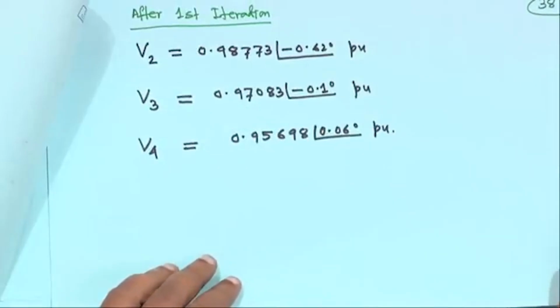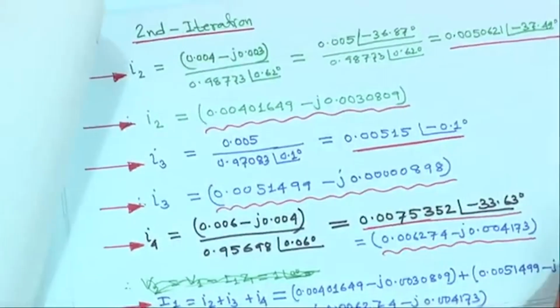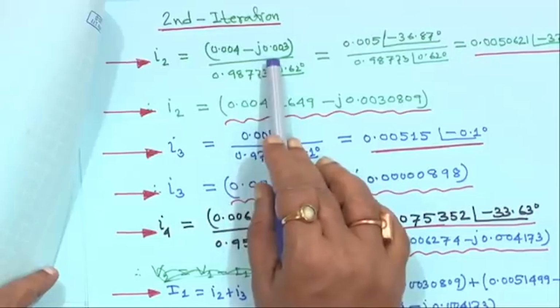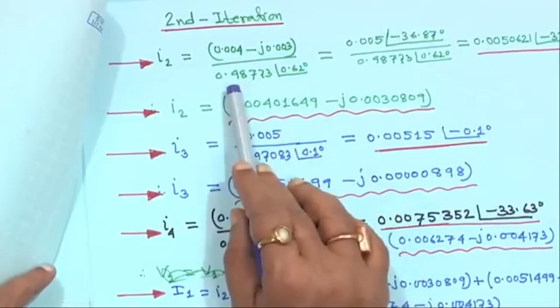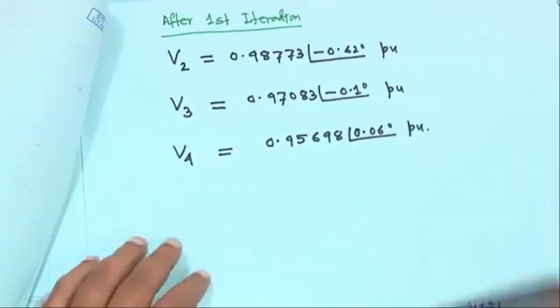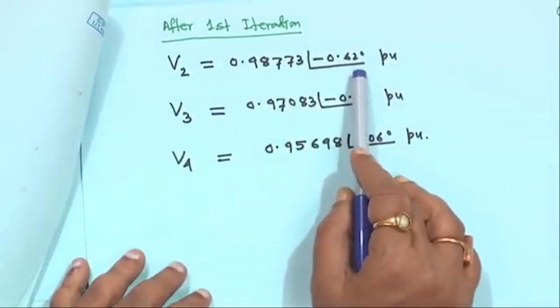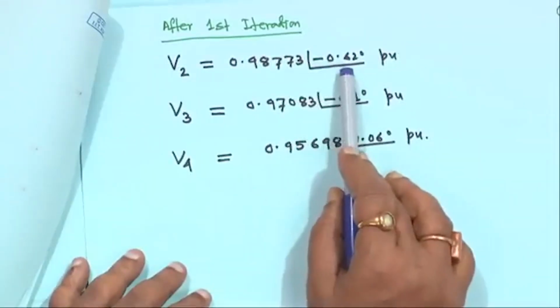So, in the second iteration, small I2 will be 0.004, that is PL2 minus jQL2 upon V2 conjugate, right. So, V2 is equal to 0.98773 angle minus 0.62, its conjugate will have this angle as plus, right.